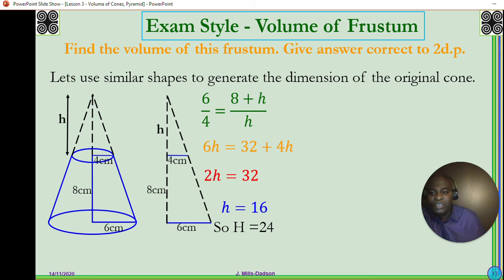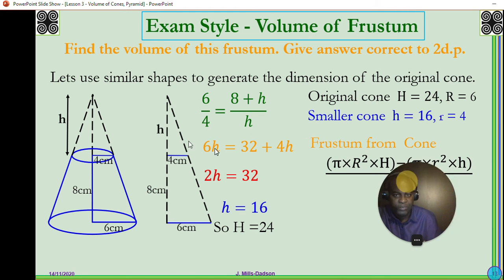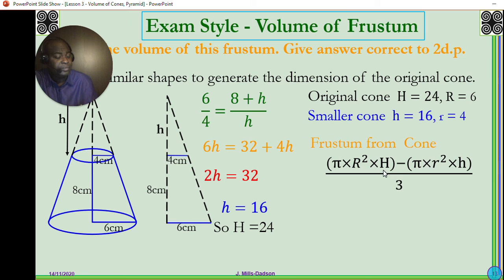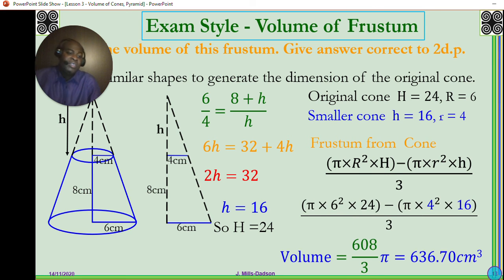16. Therefore, the bigger h is 8 plus 16. So you need to be very careful. The 16 is for the small h, so the bigger h is 8 plus 16. That's why it's 24. Now that you know your small h and your bigger h, put them into the formula. So we have the formula, and work it out, and you will get 636.7 cm cubed.